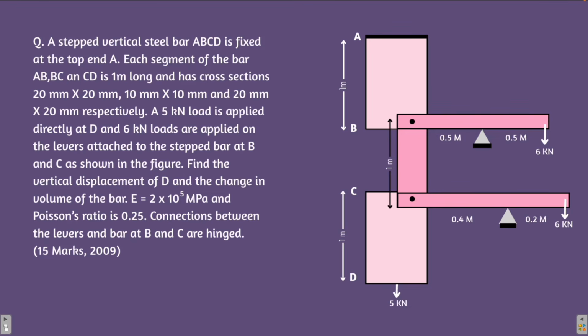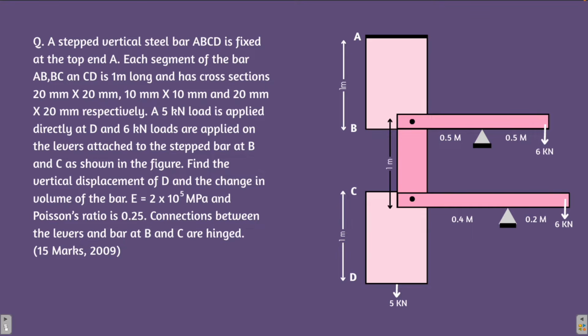Dear learners, welcome back. In this video, we are going to solve a question asked in the previous year ESE in the year 2009 for 15 marks. So let's start with the question. Let's see what the question says.